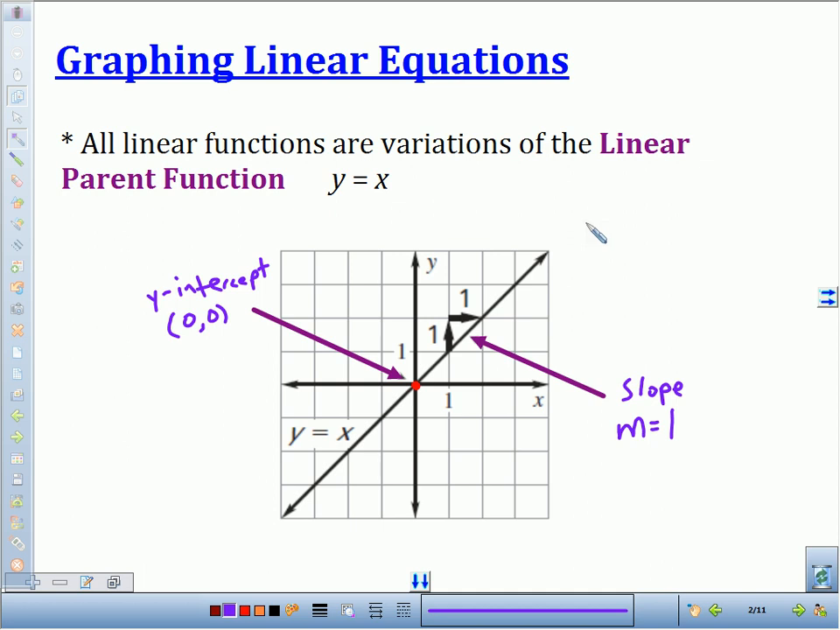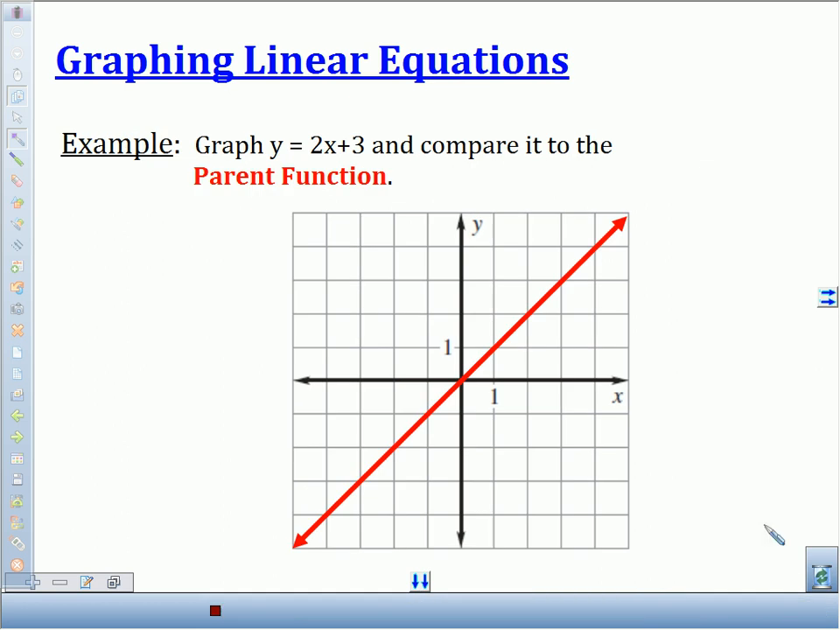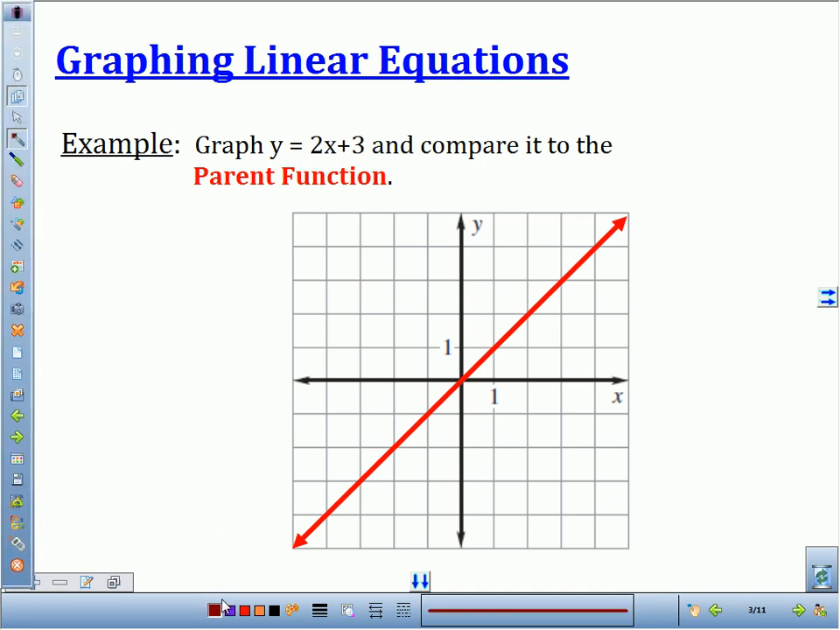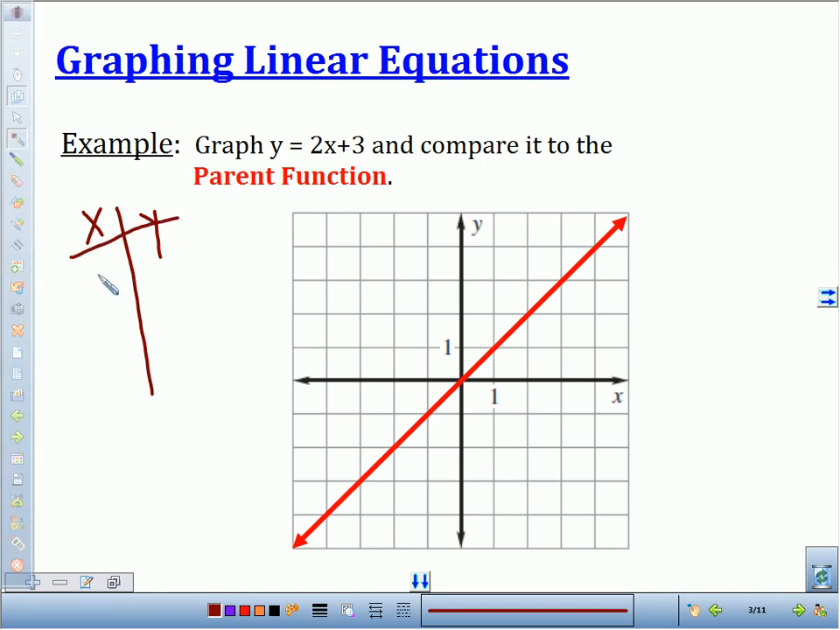Now what I want to do is compare the graph of a different line to the graph of the parent function. So here we have our parent function, and we want to graph the line y equals 2x plus 3. And the way I want to go about doing this is by putting together a table of x and y values. So I want to create a table of x and y where I will plug in negative 1, 0, 1, and 2 for x. And we'll see what y value we get.